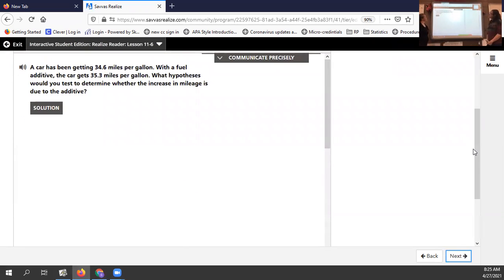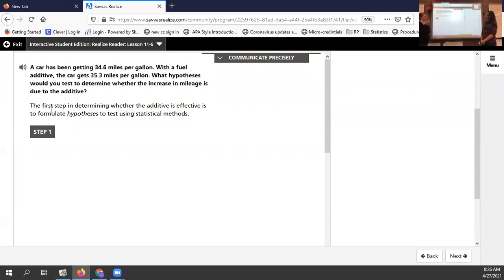Okay, so a car has been getting 34.6 miles per gallon with a fuel, and then with a fuel additive, it gets 35.3 miles per gallon. So what hypothesis would you test to determine whether the increase in mileage is due to the additive? I think we should test two hypotheses. What two? Like maybe it did nothing. That's one possibility. Or it did something.